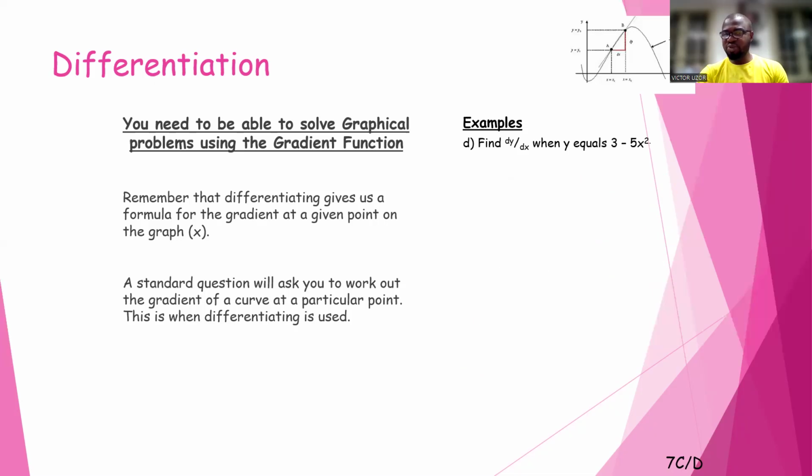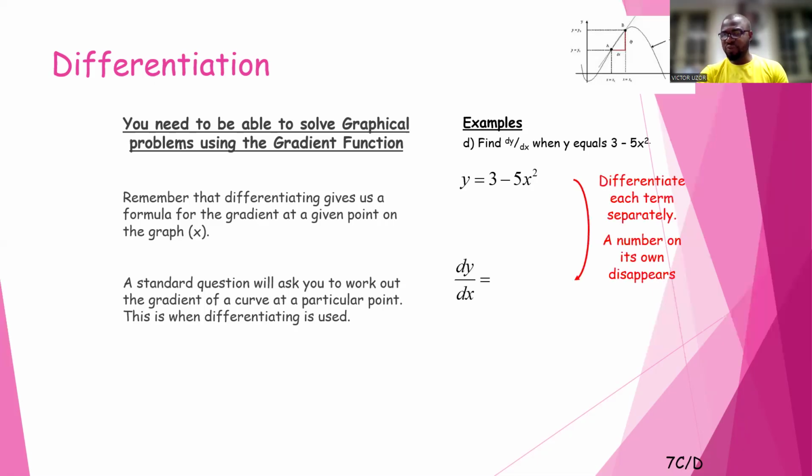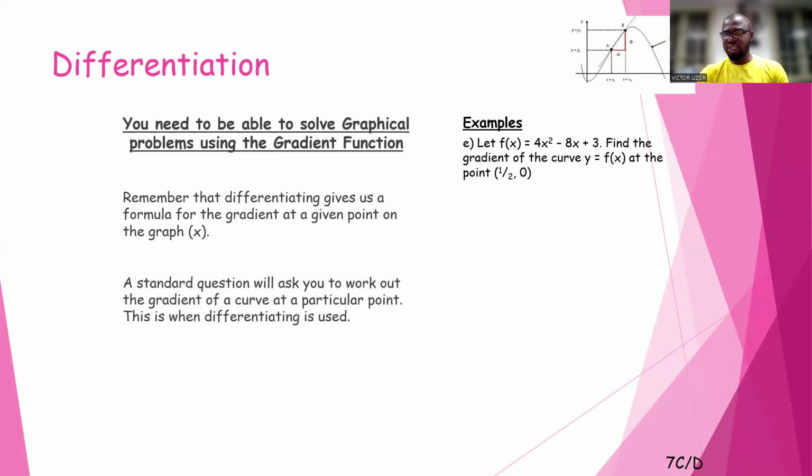Now, they can also ask you, find dy dx when y equals this. They're asking you for the derivative also. The same thing I told you. When you differentiate a constant, it's going to give you 0. So you're only focused on -5x squared, which is what we just did here.